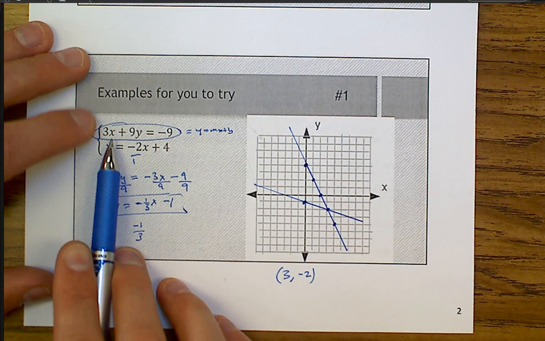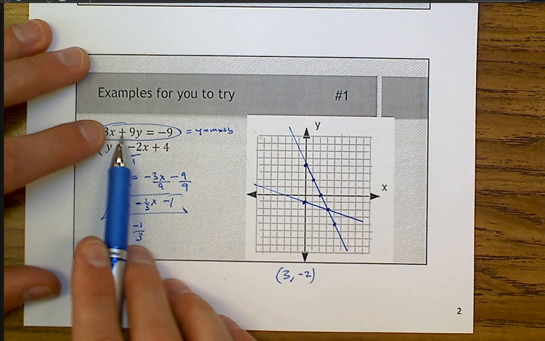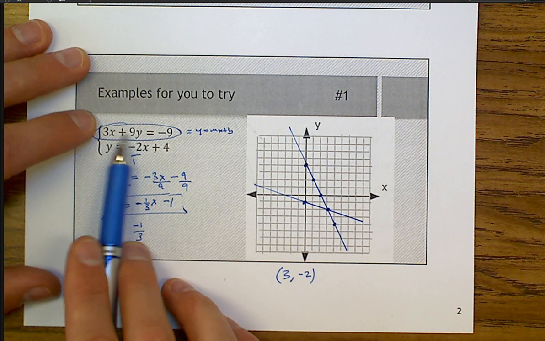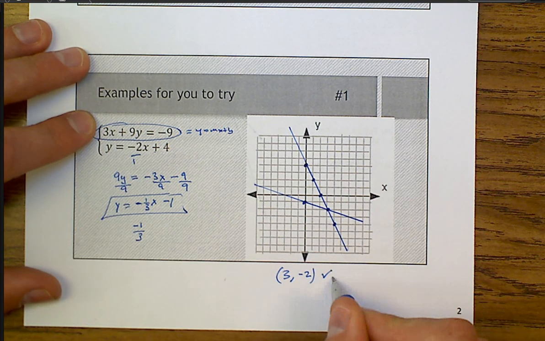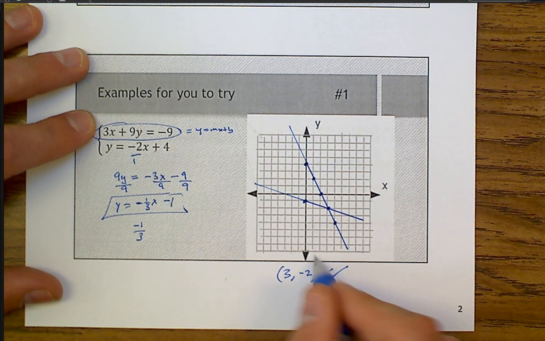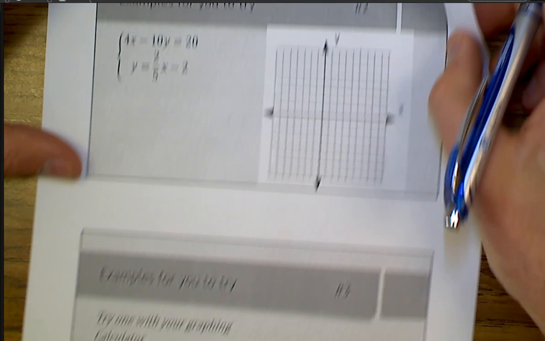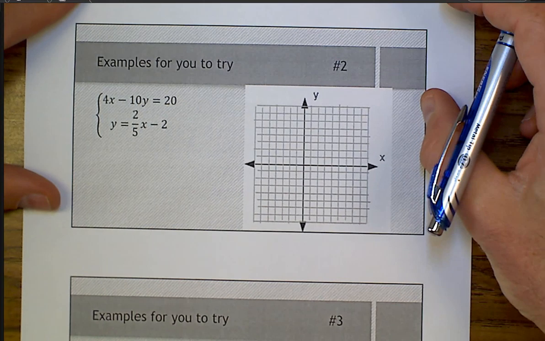And then do the same thing here. 3 times 3 is 9, plus 9 times negative 2, which is negative 18. Negative 18 and 9 make negative 9. Check. So check and check. It worked for both. Boom. That is your solution. Okay? Why don't you go ahead and hit pause and try number 2 and see what you come up with.